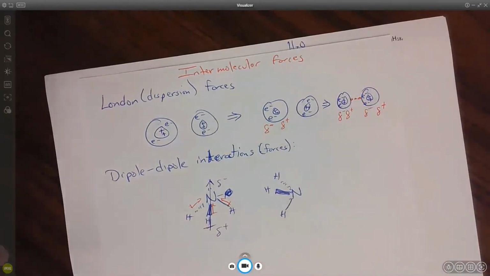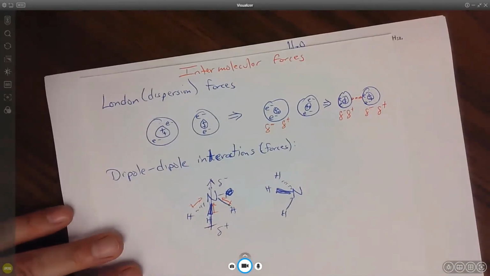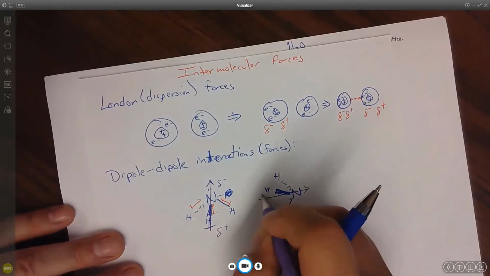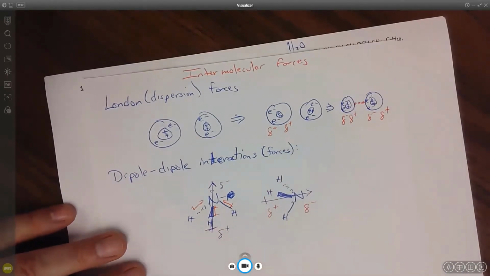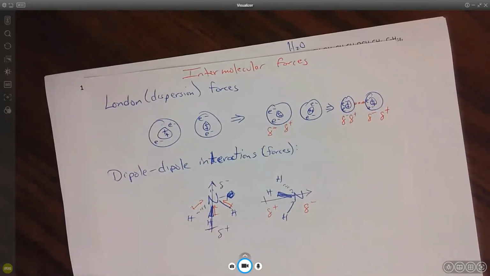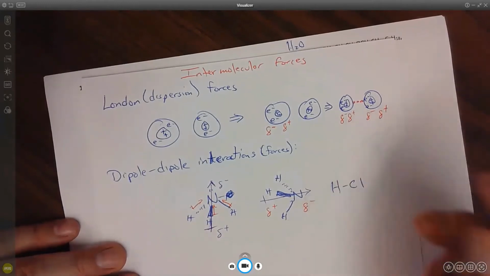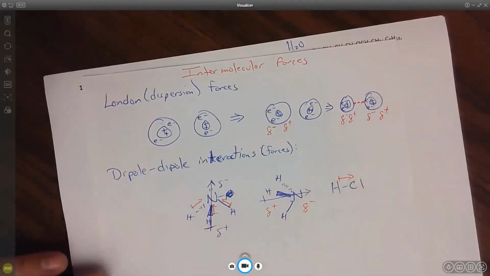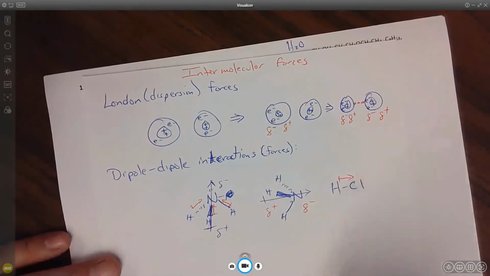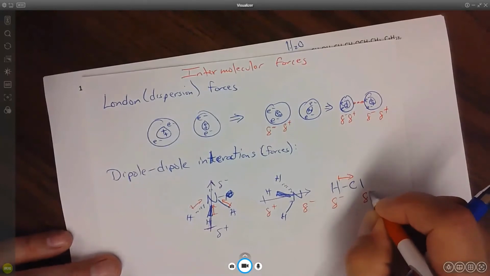And let's say we have another polar molecule. Again, we have our dipole moment going through the molecule like this. So this side is slightly negative, this side slightly positive. And let's say we have another polar molecule, hydrogen chloride. For hydrogen chloride, the dipole moment's pointing towards the more electronegative chlorine. And so this side is going to be slightly positive, and this side is going to be slightly negative.